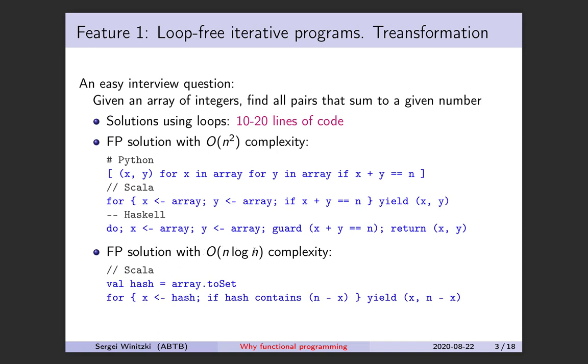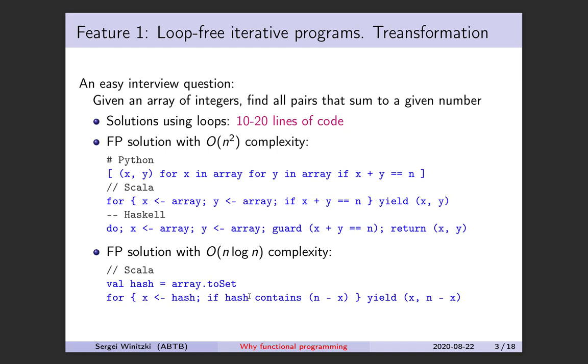A functional programming solution with n log n complexity is written like that. You first convert arrays to sets, which is an n log n operation, and then you write a single line, which is also an n log n operation, because each time you check containment, this is potentially log n complexity. So it's n times log n.